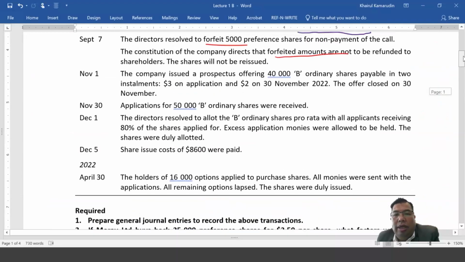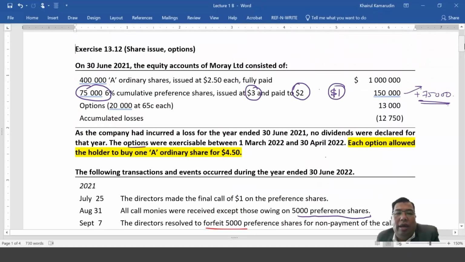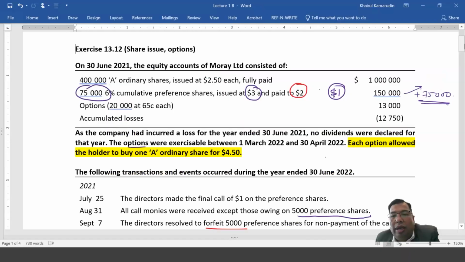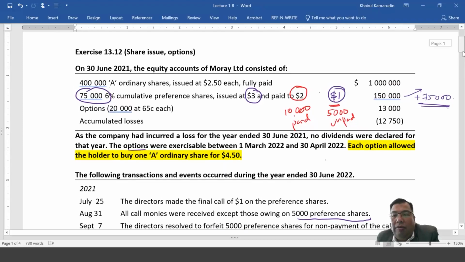Because in this question it states that they already paid $2 out of three. $2 out of three. So I'm collecting another $1. However, this 5,000 is unpaid. Previously 10,000 paid. This is paid. This is unpaid. So I'm going to take that 10,000 from my accounts.